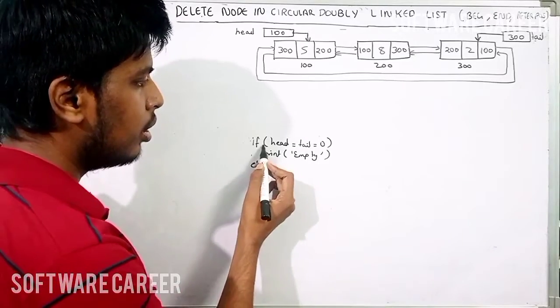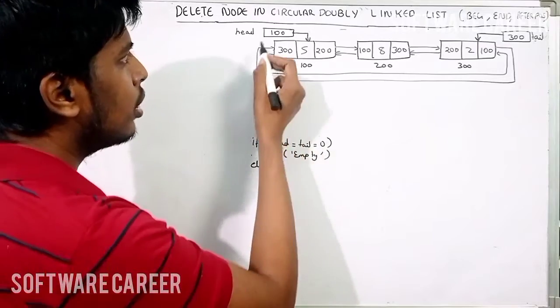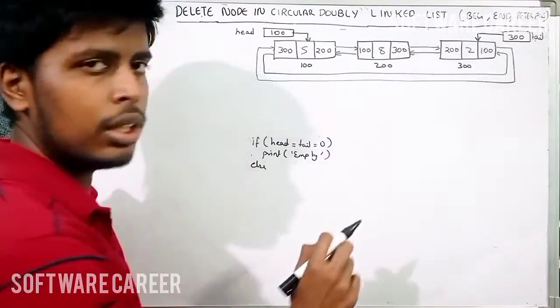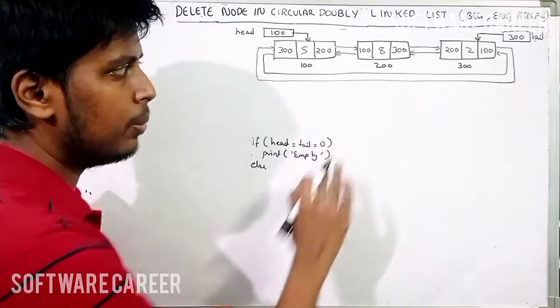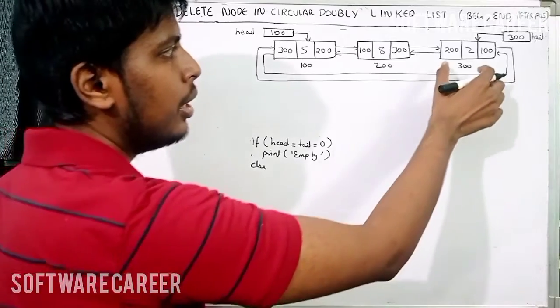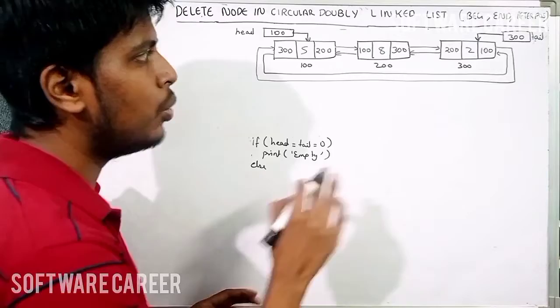So this is the case: if head equals tail equals 0, then print empty. Now check whether head and tail are 0. No, head is 100 and tail is 300, so the linked list is not empty. Now I'm going to the else condition. Now what should I do? I should delete the node at the end. This is the last node, I should delete this.